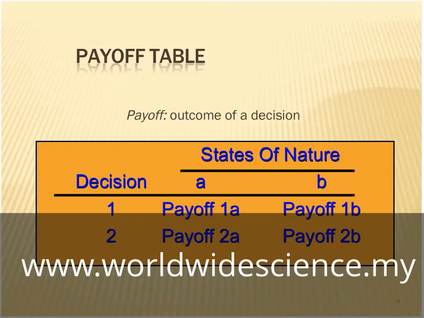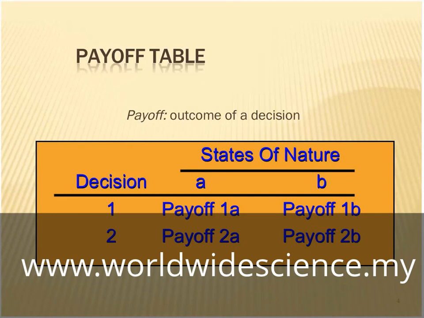For example, if you select decision 1 in state of nature A, the company will earn payoff 1A. Payoff 1A means the result or profit of decision 1 for state of nature A. In state of nature B, for decision 1 or project 1, the operation manager guesses the result should be this amount. For example, 10,000 US dollars, 12,000 US dollars.